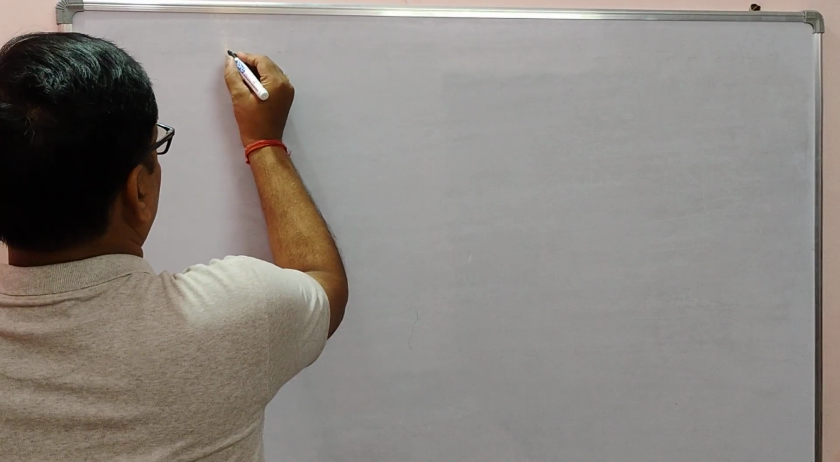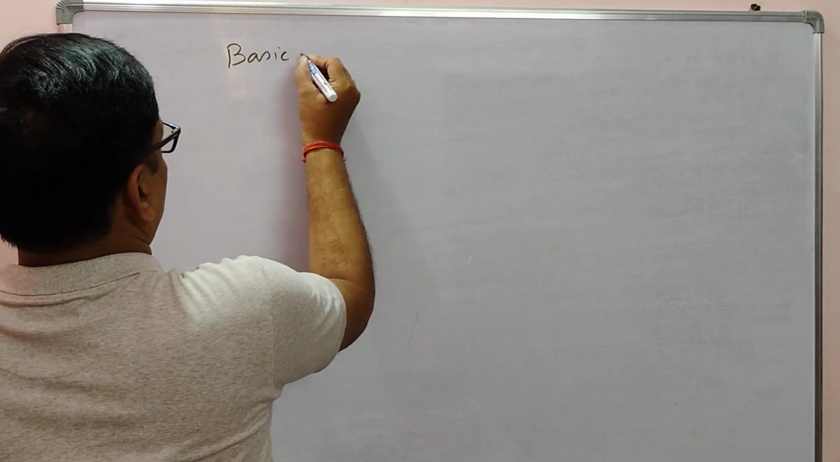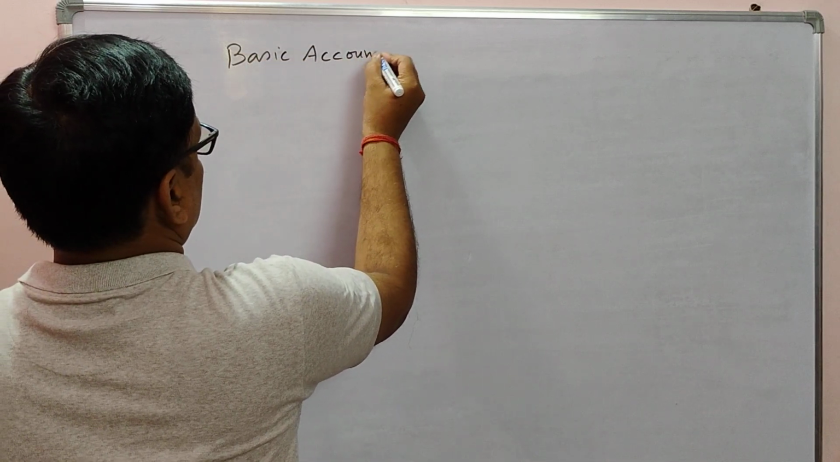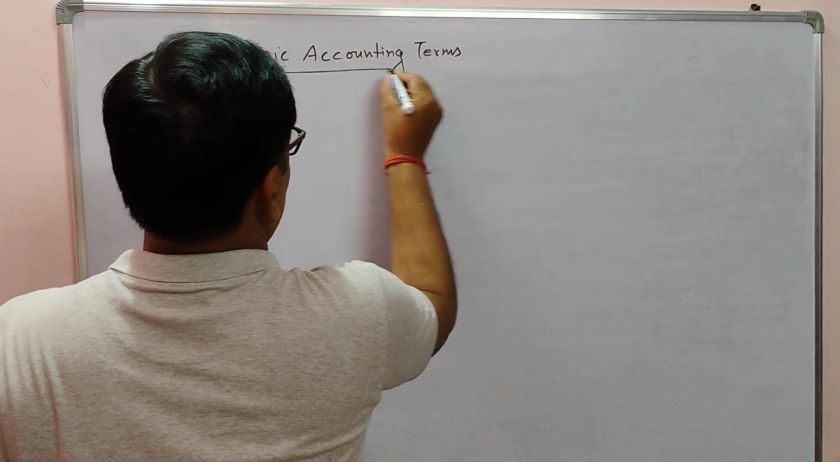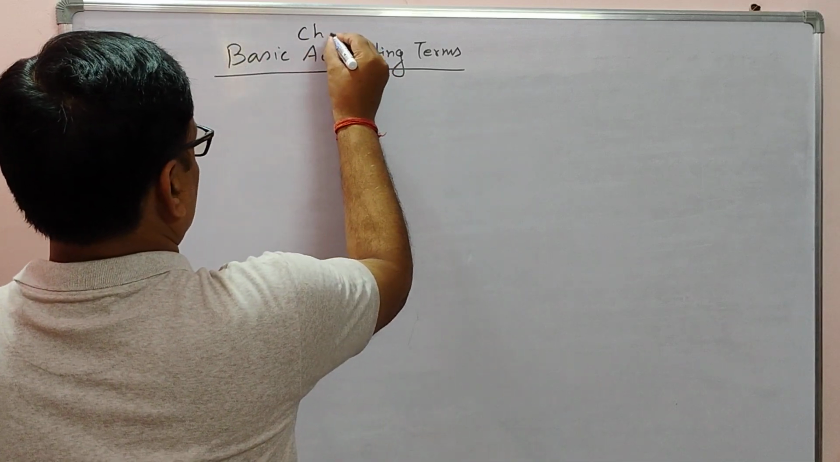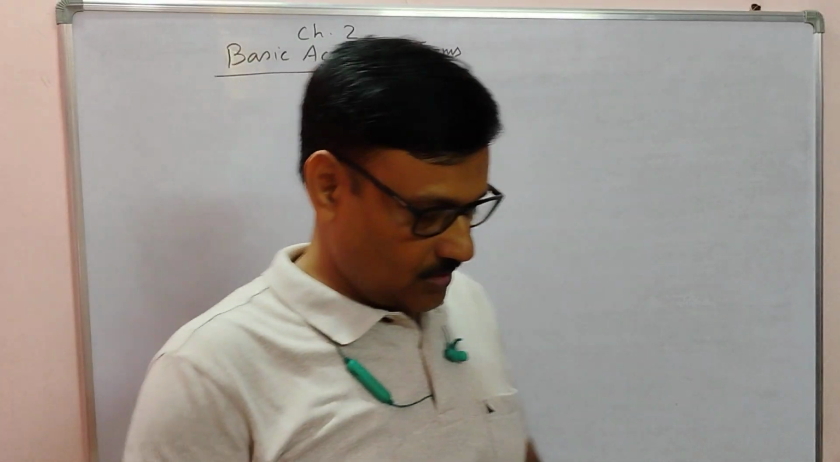In the first chapter, we discussed the nature, objective, and scope of accounting. Today, I will take certain things from your second chapter, that is basic accounting terms. This is part of chapter 2. Being a new subject for students of class 11, even terminologies are very important to be explained.